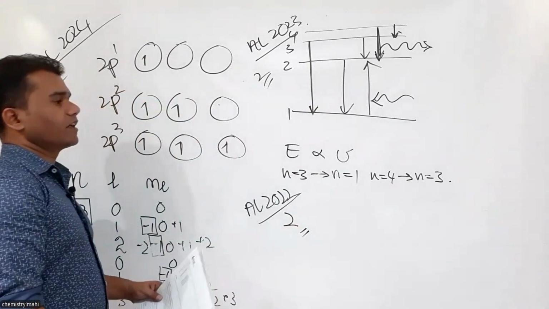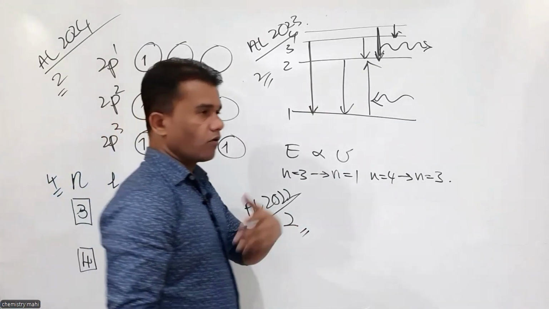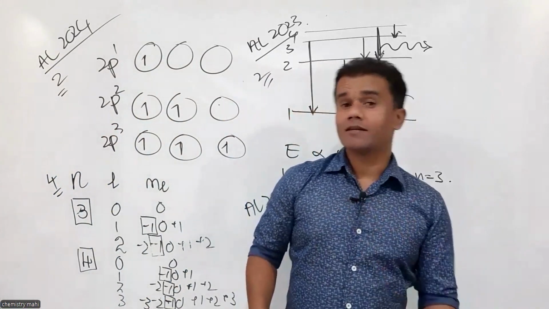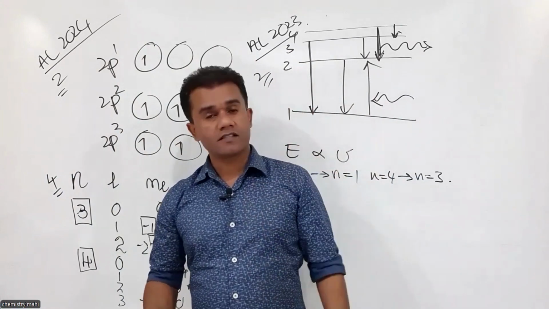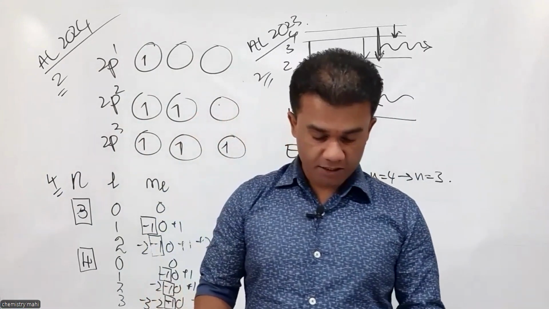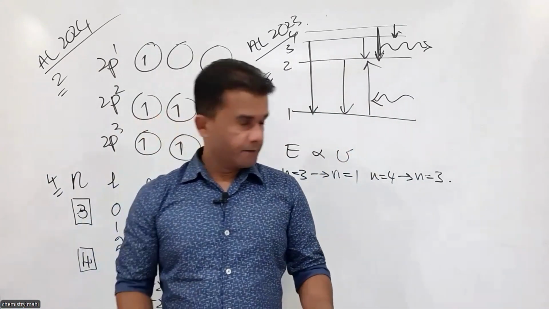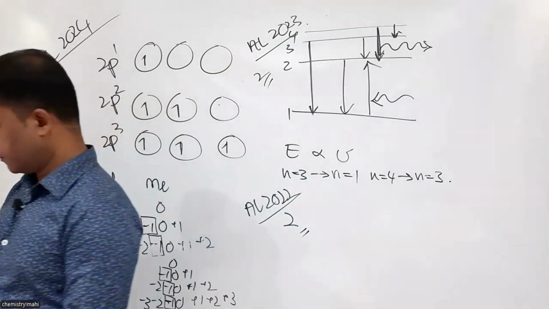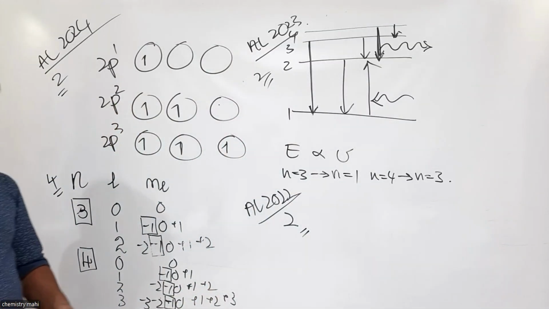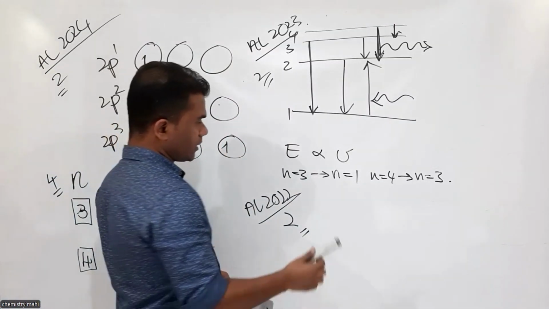No need to explain. Then in theories, we draw all the diagrams and I explain why the gap decreases, what this line represents, everything in detail. Right, here the answer should be 2. Right, let's move to 2021.